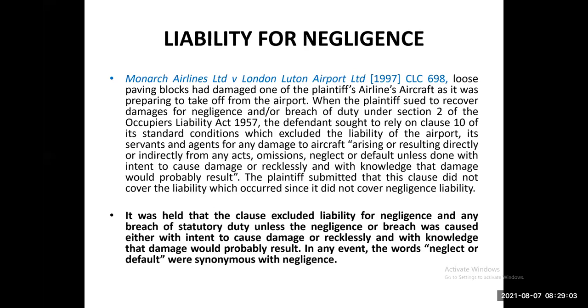And the defendant sought to rely on clause 10 of its standard conditions, which excluded liability of the airport, its servants, and agents for any damage to aircraft arising directly or indirectly from any acts, omissions, or default, unless done with intent to cause damage and with the knowledge that damage would probably result. So this is what was stated in their standard conditions of carriage. Now, the plaintiff submitted that this clause did not cover negligence liability, trying to contend that the wording could not be understood as encapsulating negligence.